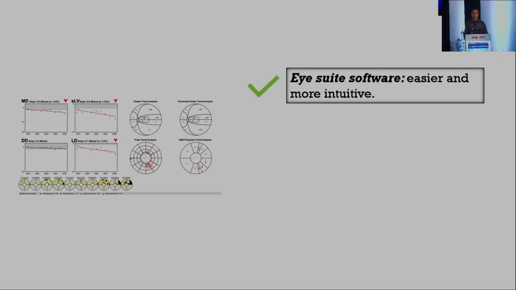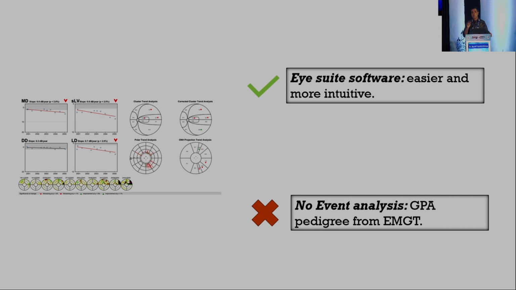The IC394 software in general, as you notice, is color-coded, easier and more intuitive to understand. But the difference is there is no point-to-point event analysis. Right? But the GPA has a lot of pedigree also because it is derived from the EMGT. And the point-to-point event analysis is considered to be very sensitive for early detection, as has already been mentioned by Dr. Ratni. And therefore, that can be considered as a con.